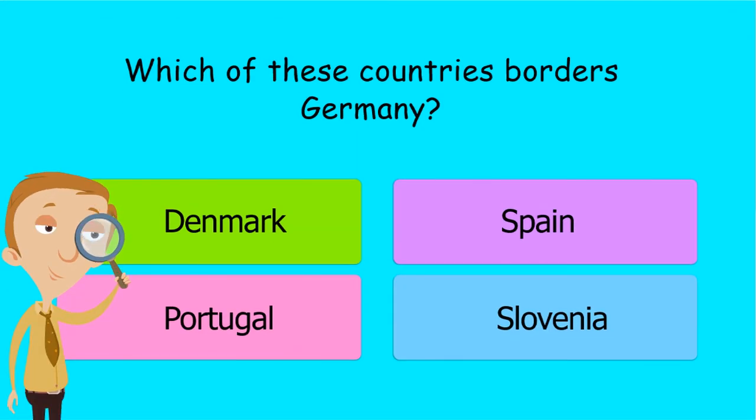Which of these countries borders Germany? That means it's touching Germany. Denmark, Spain, Portugal, or Slovenia? Pause the video and write down an answer. The answer is Denmark. Give yourself a tick, count up your scores, and let's see how you got on.